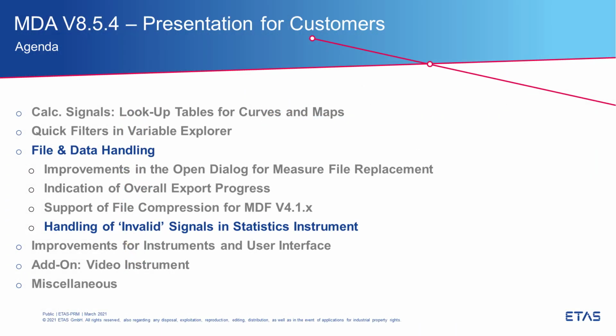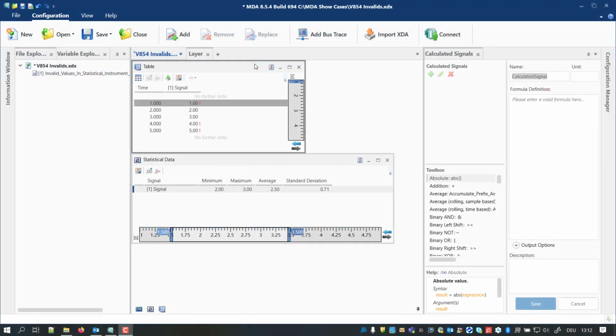Another change in data handling improves the usage of signals having invalid samples. In MDF measurement files, single samples can be marked by a so-called invalid flag. In the table instrument, such samples are indicated by a red exclamation mark, but the invalid flag is also propagated in case of a calculation. Consequently, the calculation result gets invalid as well.